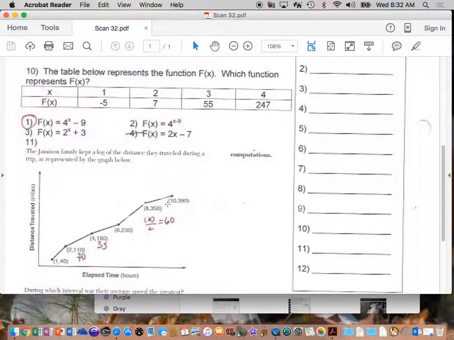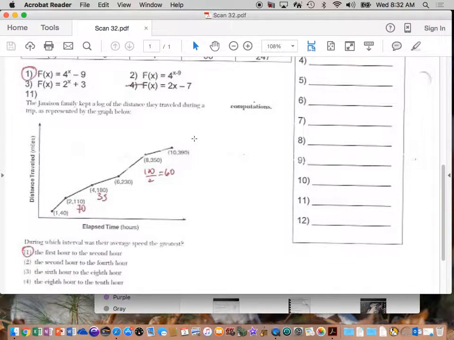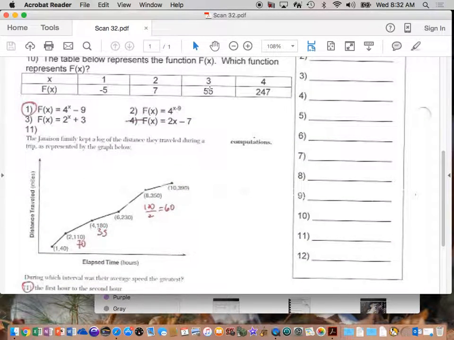Okay, for number 10, there's a couple of ways to do this. One way to do this is to plug in the x values and see if you get all the correct f of x values. So for instance, let's go over an answer that's wrong. Let's go over choice 4. If I plug in a 3 for x, what's 2 times 3? And 6 minus 7 is clearly not 55. So I know that can't be the answer. Now let's try it for choice 1. Let's plug in a 2. What's 4 squared? Minus 9. 7. So that's looking good. So that's one way to do it.